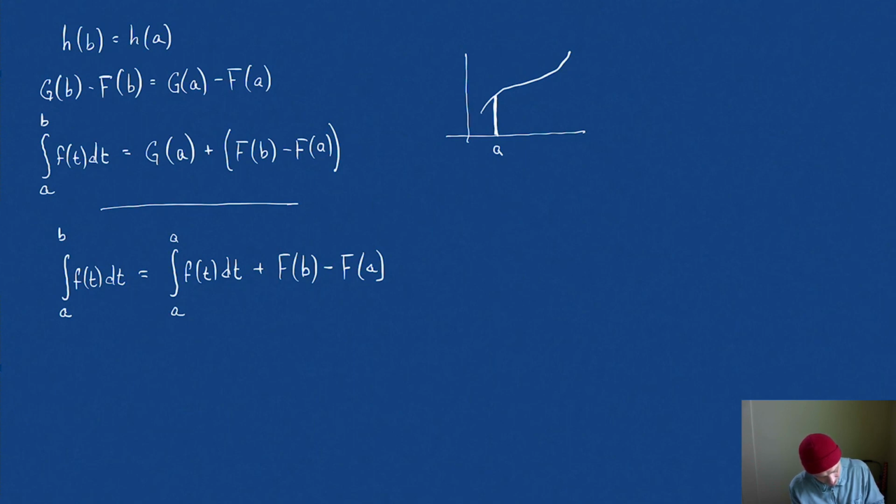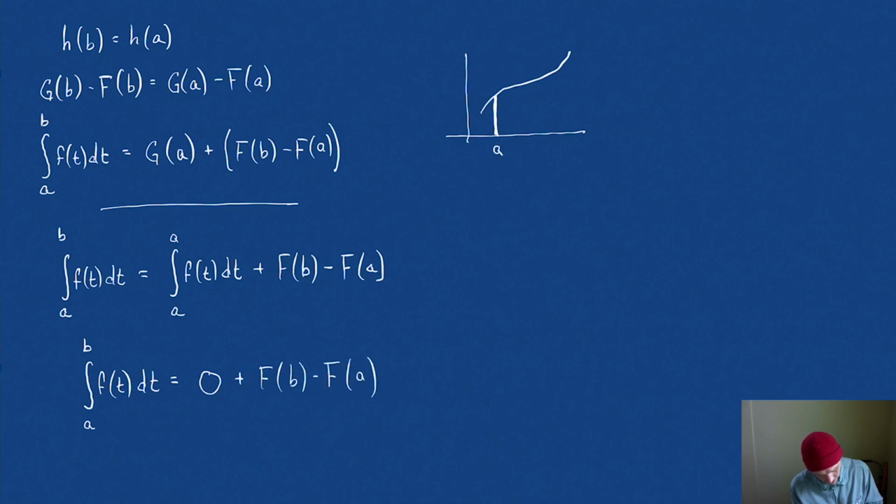So I have, this is the integral from A to B of f of t dt, and I'm just going to write this so you can keep track. Well, that's just 0 plus F of B minus F of A, and there's your answer. Because 0 adds nothing, so that's just F of B minus F of A. And that is the proof of the second fundamental theorem of calculus.